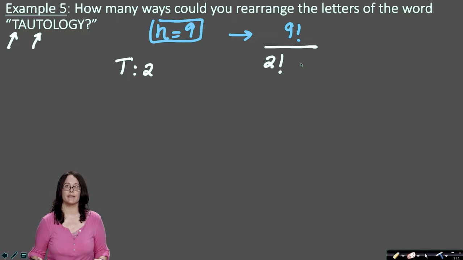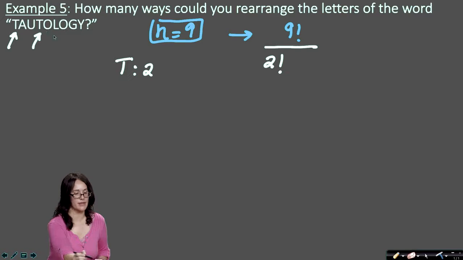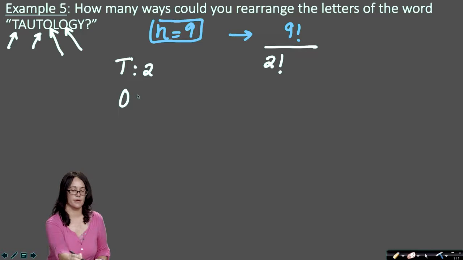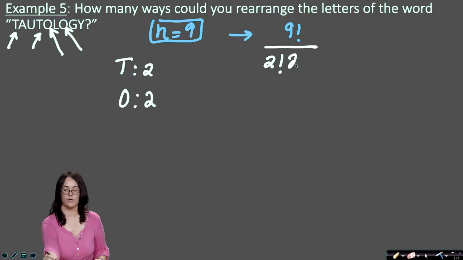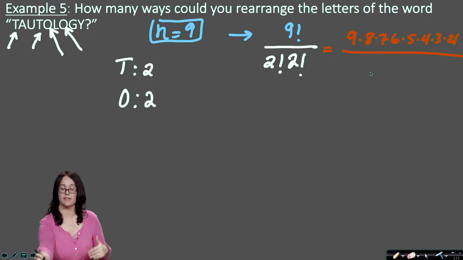Are there any other duplicate letters? Okay, so A does not duplicate, but O does. There's an O, there's an O. So let's divide out by that duplicate factorial, 2 factorial again. Anything else? No, G, L, Y, those are unique, aren't they? The U is unique as well. So our answer should be, when you work it out, 9 times 8 all the way down to 1. So 9, 8, 7, 6, 5, 4, 3, 2, 1, divided by 2 times 1 times 2 times 1.